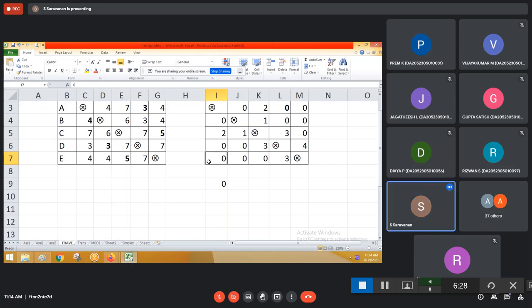I'm sorry, there was a network issue. So what's the last row? 0, 0, 0, 4, null. Okay. So what's the answer you got? Possibly 20 or 21. The total cost? 20, sir.